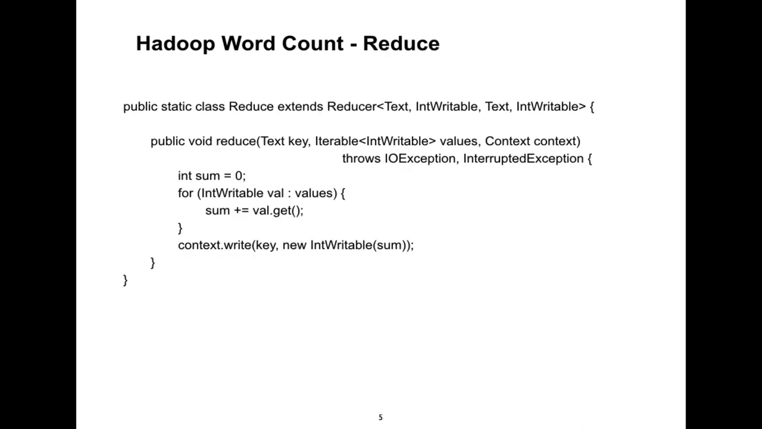Now we need reduce. We get this iterable, and we have our context that we can write things out to. And now I can just write a for loop, where I iterate over all the items and compute the sum, right? Each key is now a separate word, so I'm only getting all the values that are associated with that key. And I write that out.